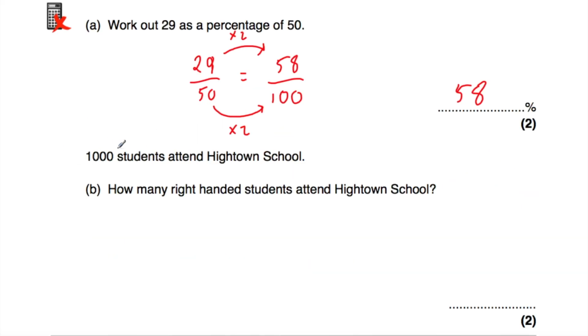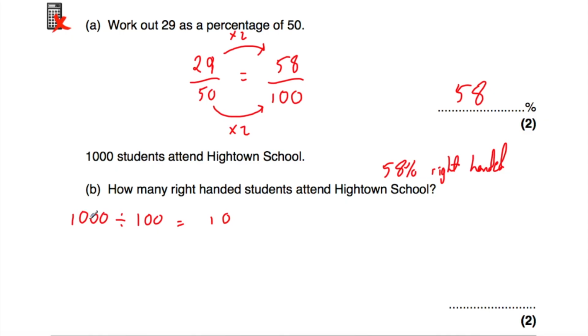And then the question continues. It says that 1,000 students attend Hightown School. So there's 1,000 students at the school, and part B says how many right-handed students attend Hightown School. So we know that 58% of the students are right-handed. So we need to work out what 58% of 1,000 is. There's a few different ways we could do this. One way is we could take 1,000 divided by 100. To divide by 100, you move the digits 2 columns to the right. So the 1 would move into the hundreds and then into the tens column. So it would be 10.